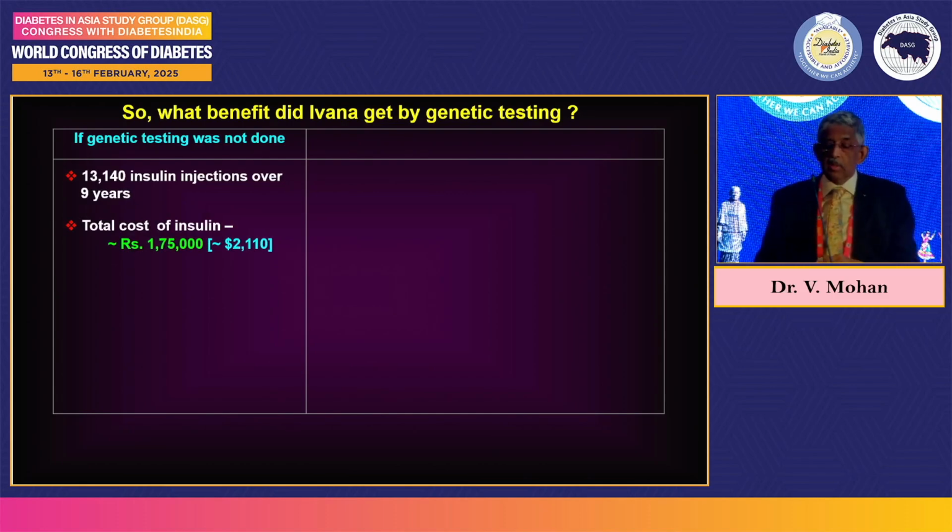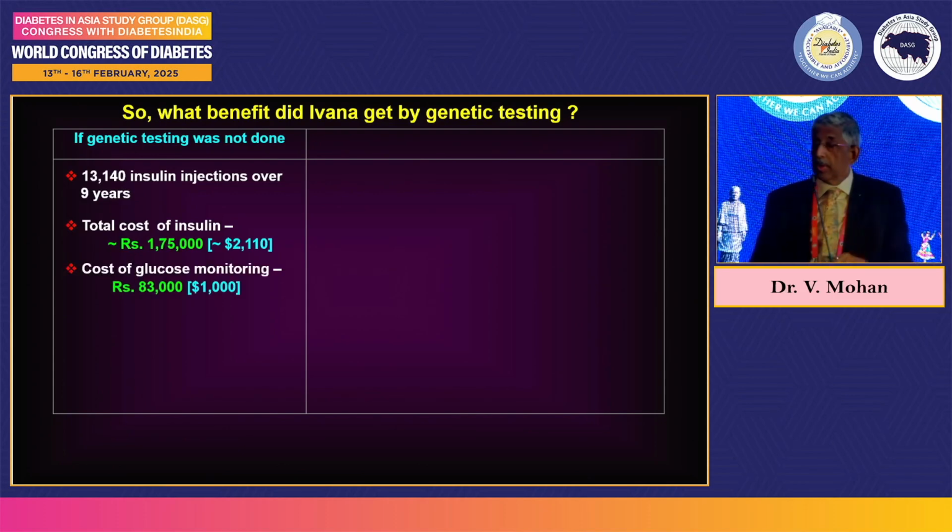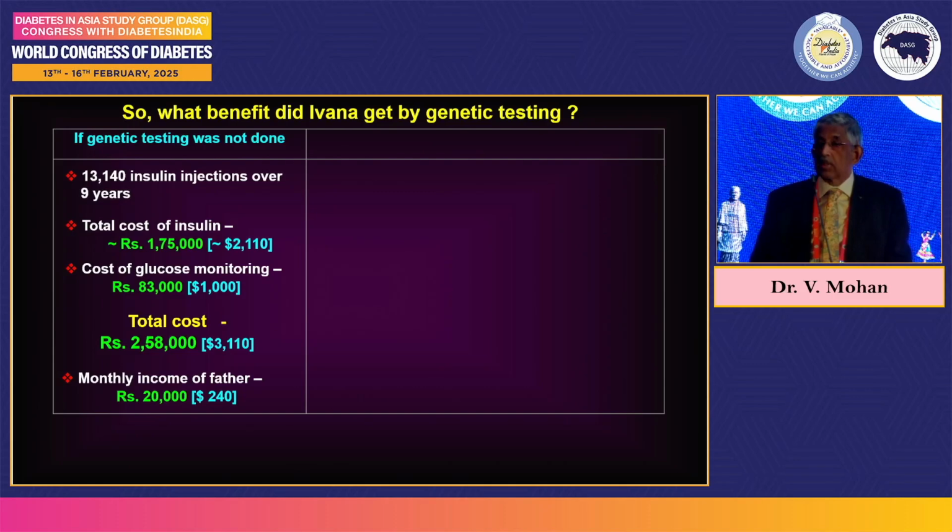That would have cost her 1,75,000 if you use the cheapest insulin available. Glucose monitoring she would have had to do, since she was on insulin. 2.58 lakhs she would have spent. Her father's income is 20,000 rupees per month. Okay? So there's no way she can afford even tablets, leave alone insulin.